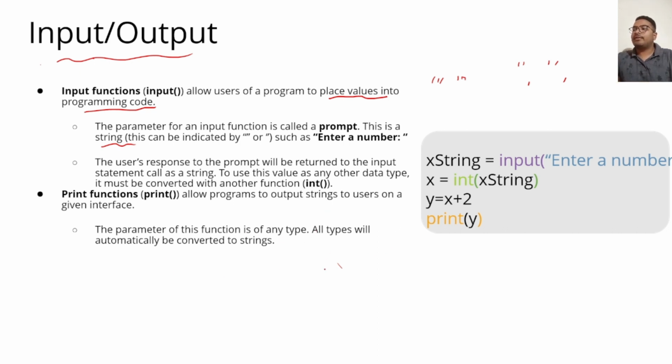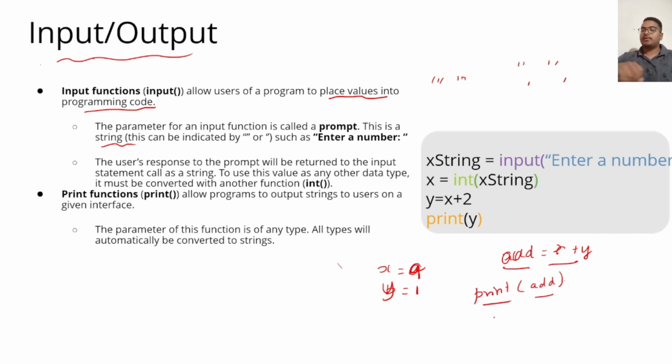So now if I give x is equal to 8 and y is equal to 1, so x is 9... I give the code add is equal to x plus y, and if I give print add, or you can just leave it as add, it will still get the output.